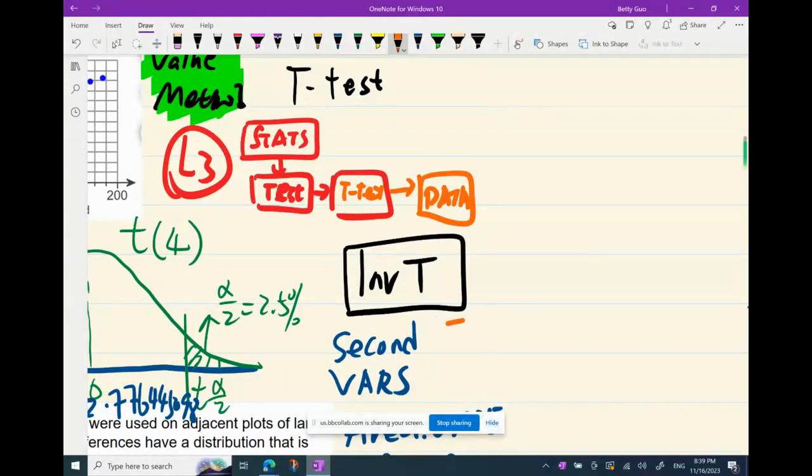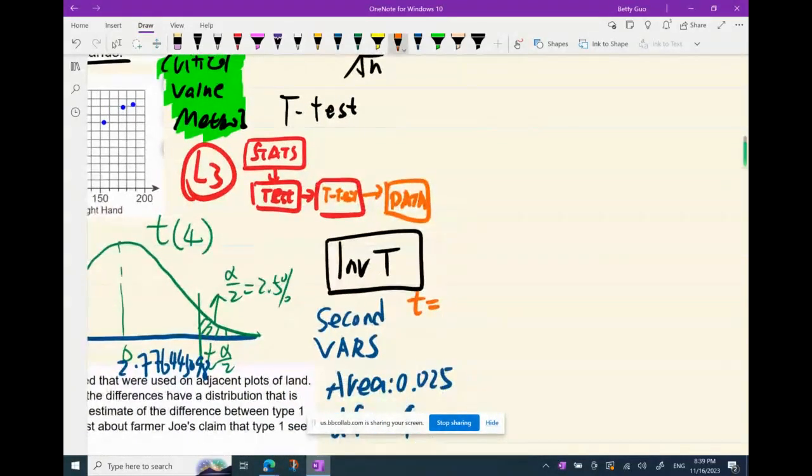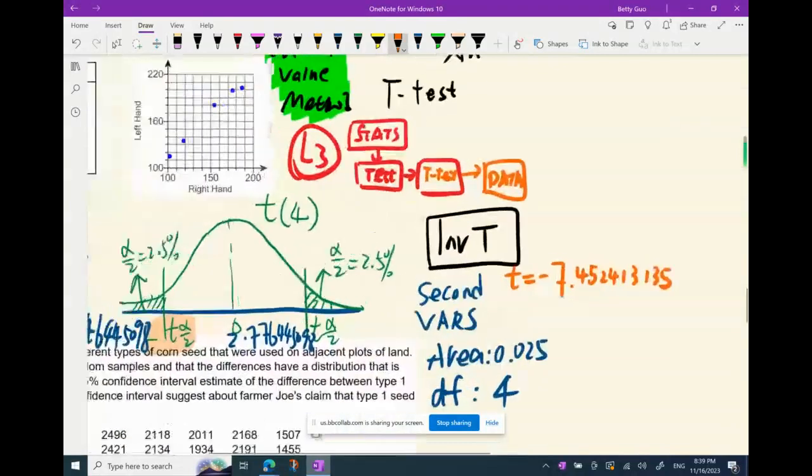You should have t equal to -7.45 and so on. Yeah, of course, the p-value is there too. Let's just pretend we don't see that because we're practicing the critical value method. Do you have the same thing, guys?